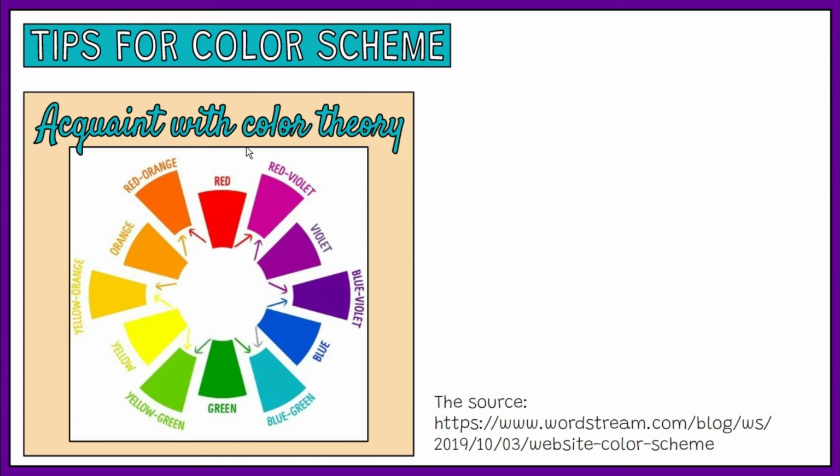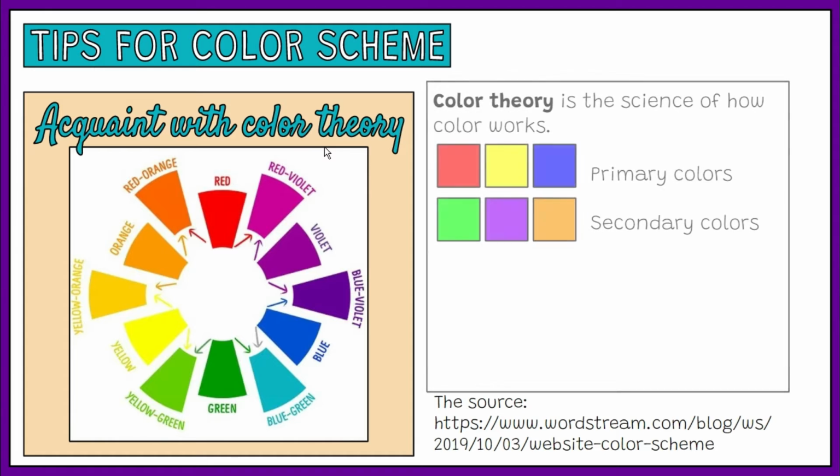Acquaint yourself with color theory. Color theory is the science of how color works. You need to understand primary, secondary, and tertiary colors. Primary colors are colors that cannot be made by mixing any other 2 colors. Colors red, yellow, and blue are the primary colors.